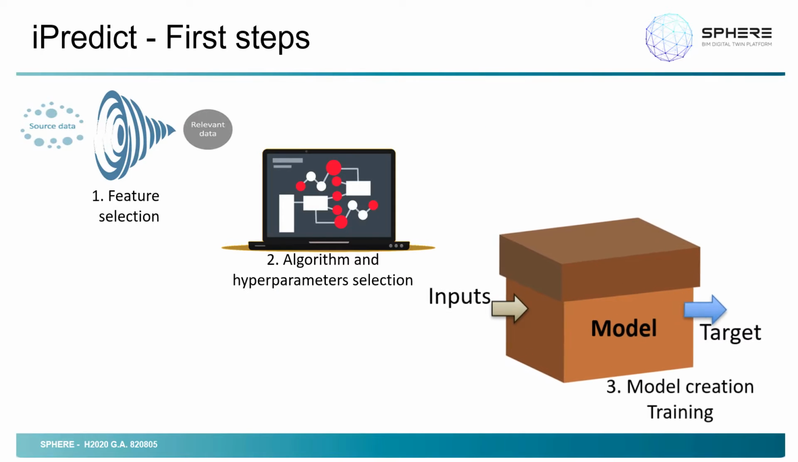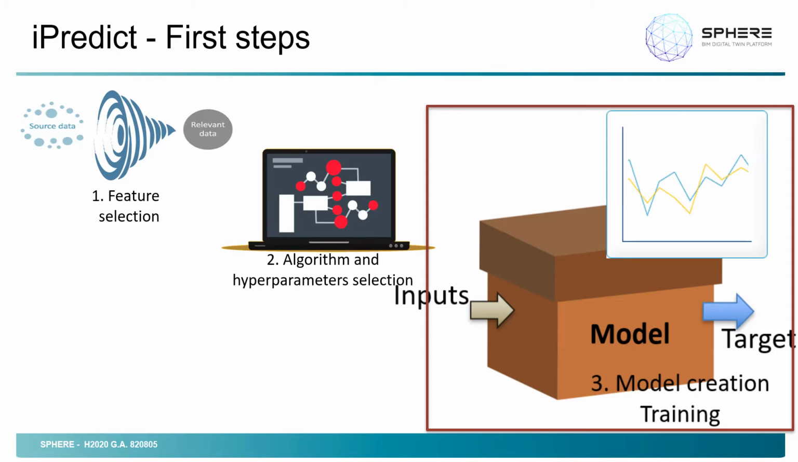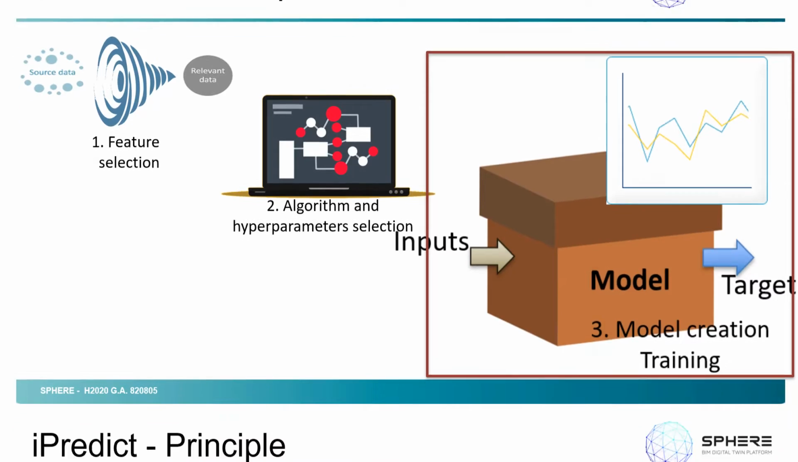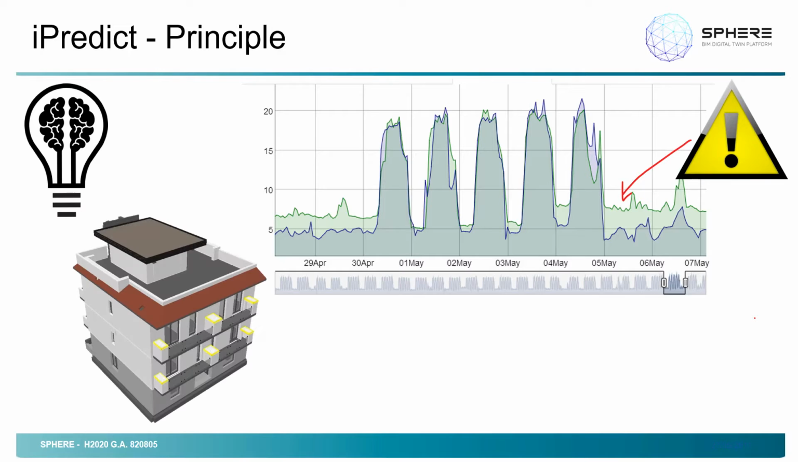The last step is the creation of a model. It consists of a bunch of transformations to the input variables to generate the target variable. A good model is one capable of producing values that approach real measures very closely. The principle is to detect deviations between estimated and measured energy consumption. Abnormal values are likely to respond to a malfunction in the system.